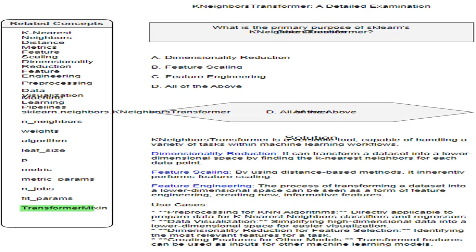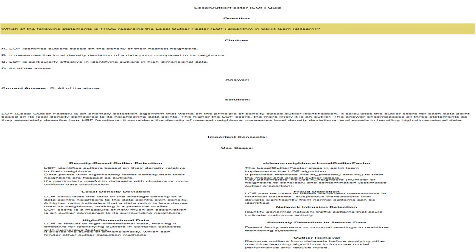X0a. Transformer mixin. Which of the following statements is true regarding the local outlier factor (LOF) algorithm in sklearn? A. LOF identifies outliers based on the density of their nearest neighbors.